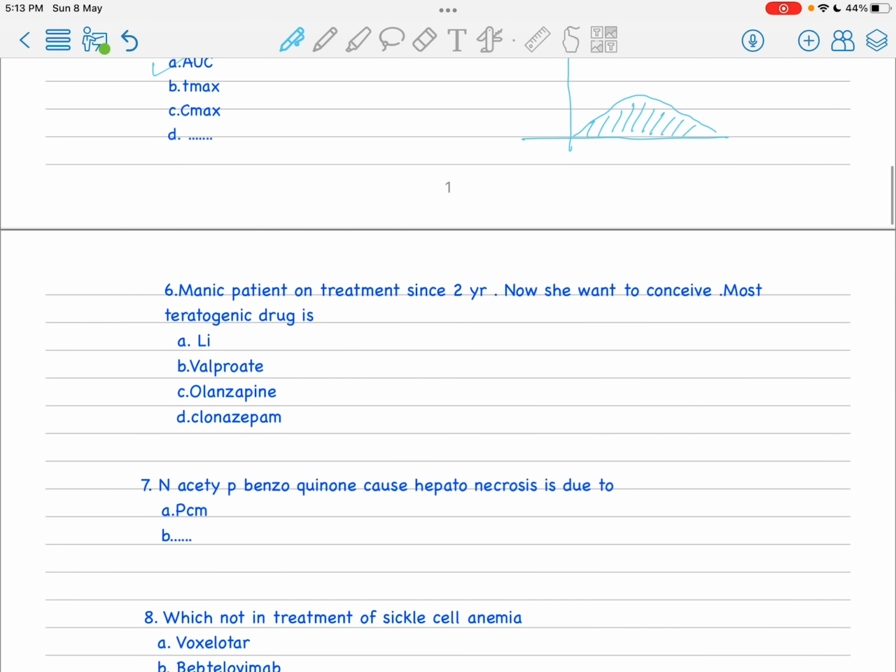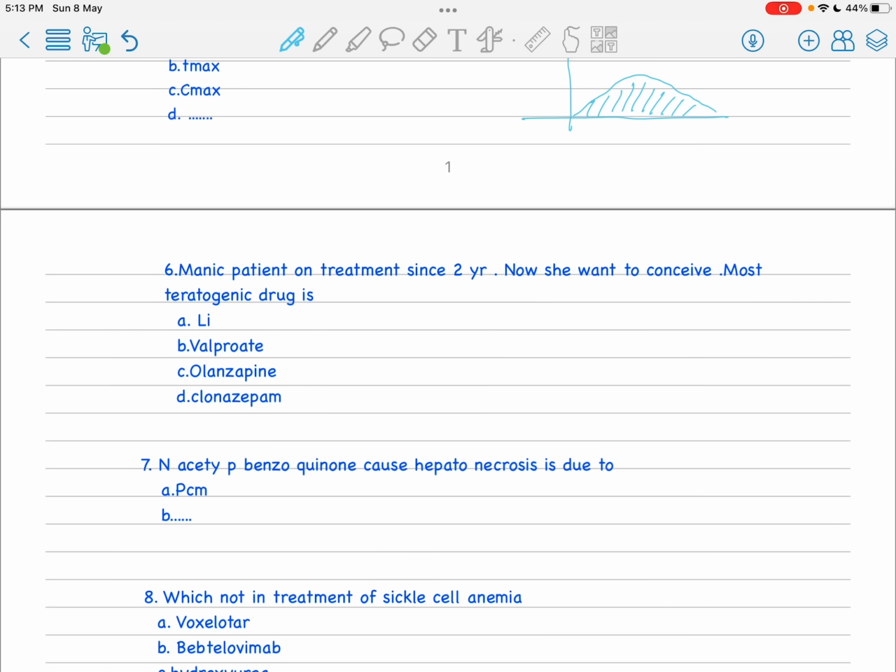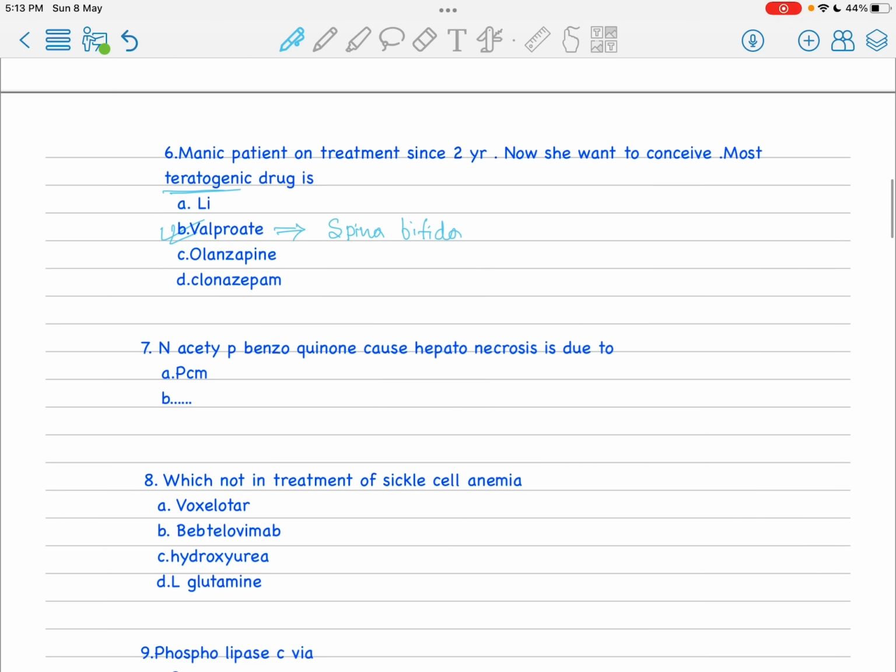Okay, next, the sixth question is a manic patient on treatment since 2 years, and now she wants to conceive. The most teratogenic drug, whenever it asks about the most teratogenic, should be valproate, because it can cause spina bifida. Next, I can't recall the other options because it is a single one-liner question: N-acetyl-p-benzoquinone imine causing hepatic necrosis is due to paracetamol poisoning.